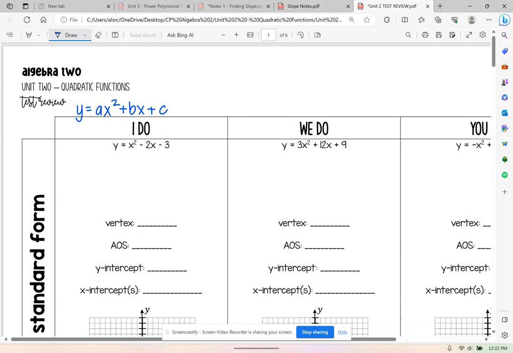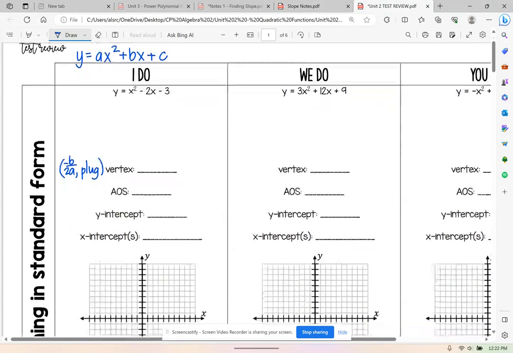So, we need to find the vertex first. Here's how you find the vertex in standard form. It's the opposite of b over 2a, and then you're going to plug it in. I would suggest if you don't remember that, you write that down. Opposite of b over 2a, and then you plug it in.